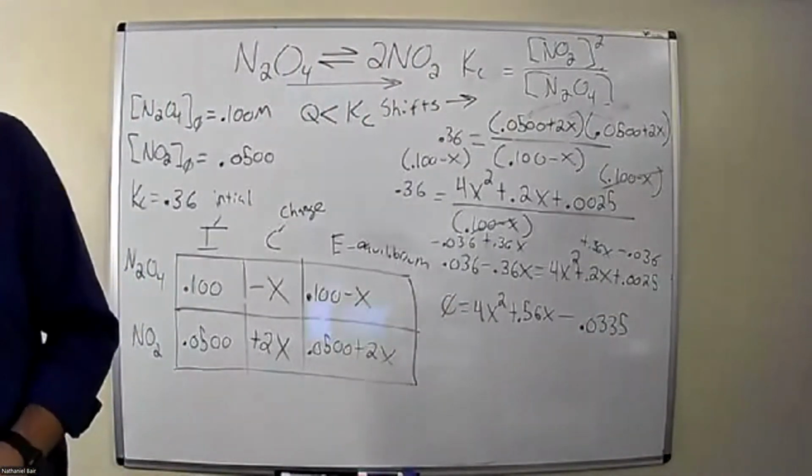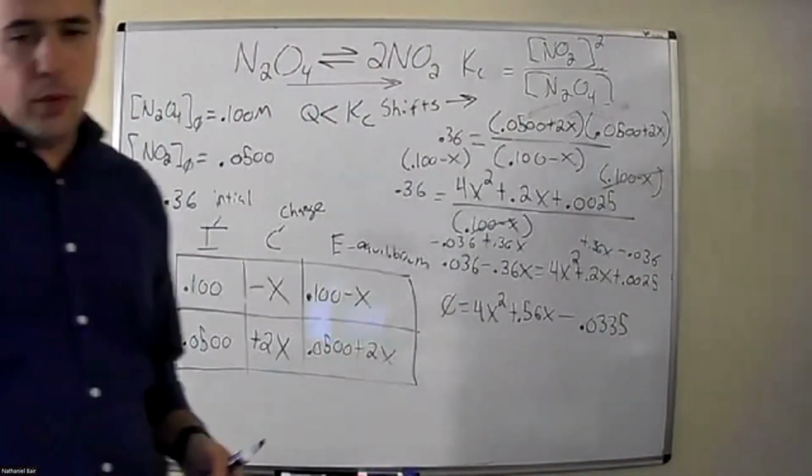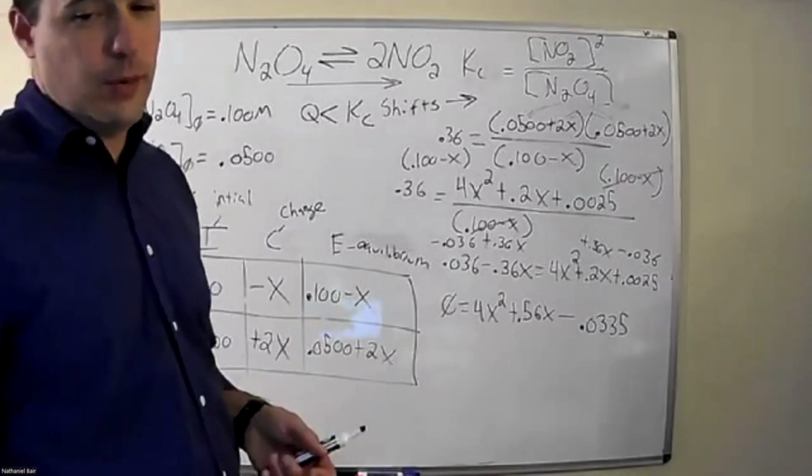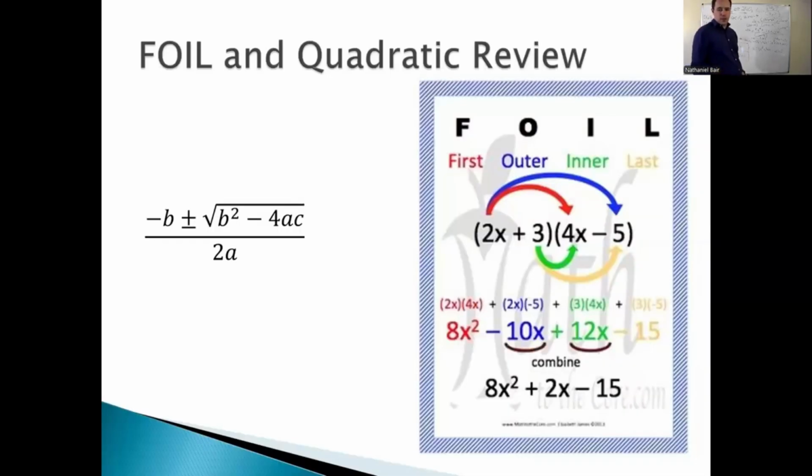And that is important, because now we can use the quadratic formula. And if you forgot what the quadratic formula is, don't you worry, I've got it there for you. It is negative b plus or minus the square root of b squared minus 4ac, all over 2a. Where a is the number in front of the x squared, b is the number in front of the x, and c is what's after the x in the polynomial. Okay, so you need to take this value. You're going to plug the 4 in for a, the 0.56 in for b, and the negative 0.0335 in for c, and see if you can solve for x.